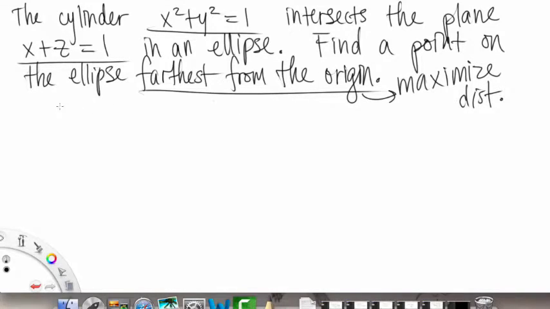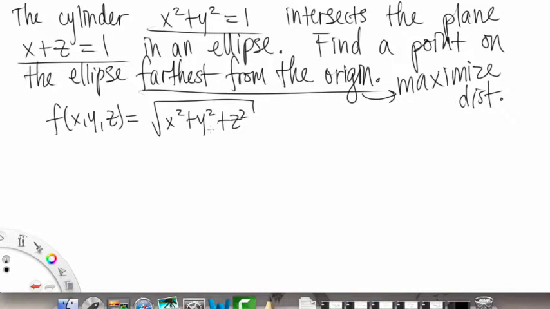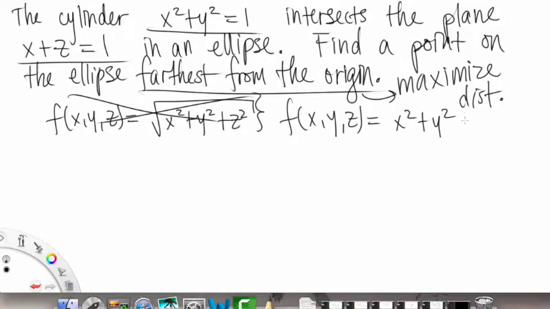All right, so first of all, that means our main equation is going to be the distance formula, right? And from the origin means minus 0, 0, 0, the point 0, 0, 0. And then remember, maximizing distance is the same thing as maximizing the square of the distance. Okay, so our new f of x, y, z is going to be x squared plus y squared plus z squared, and that's just to make our lives easier. Okay, and so this is our main function, right?